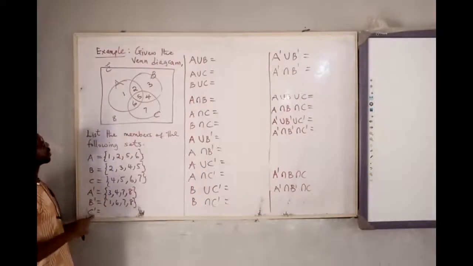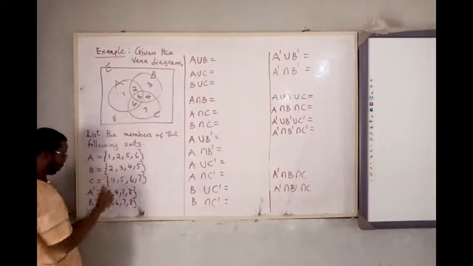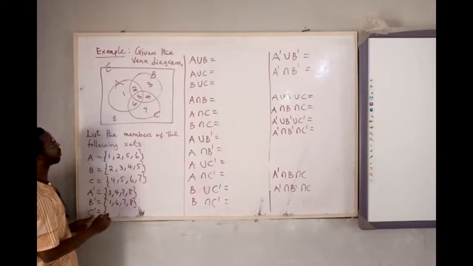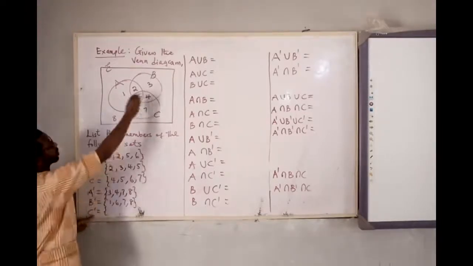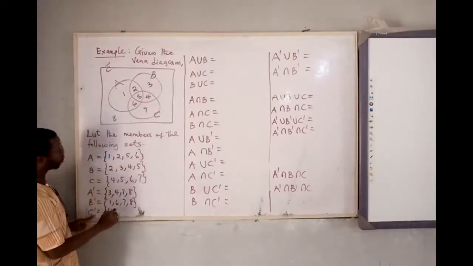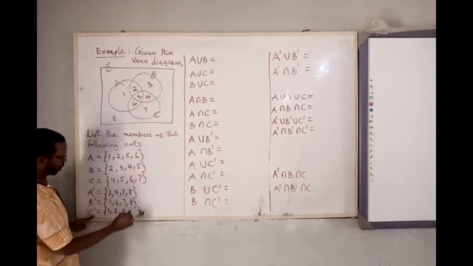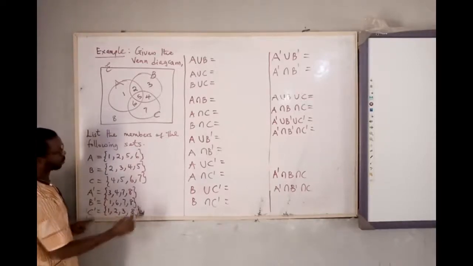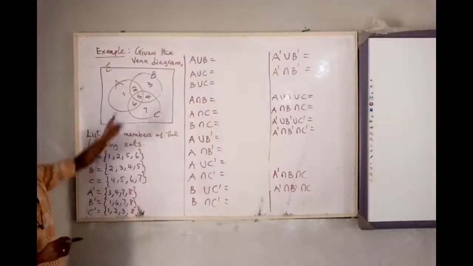We are doing the same thing for C. We are deleting C from the universal set. If I take C away, I have 1, 2, 3, then the 8. That's how to take care of that. Let's move to the next part.